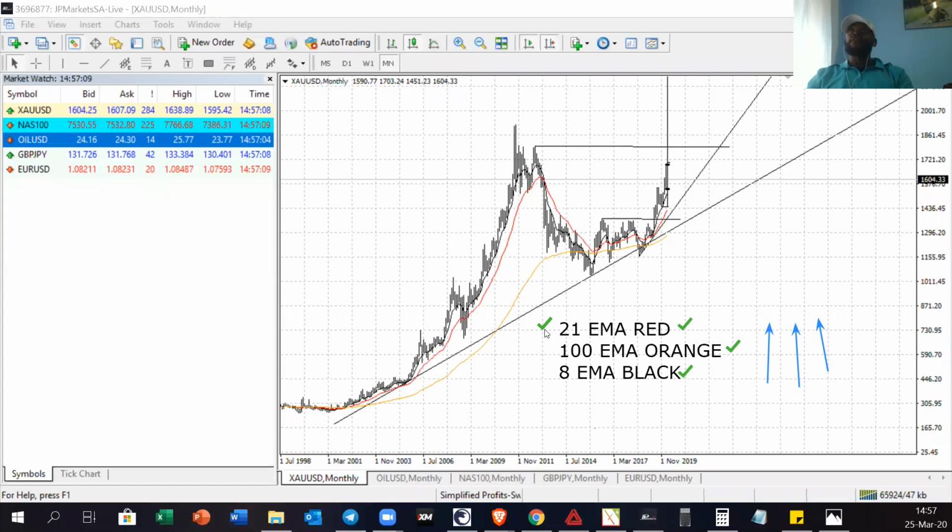How do I change the color of this one? All right, let me do this.